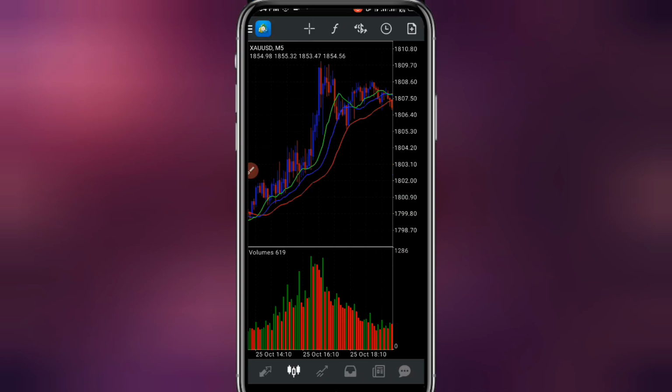The basic explanation of the alligator indicator is that these are three moving averages which have different periods, but the main thing I want you to focus on is the green moving average and the red moving average.